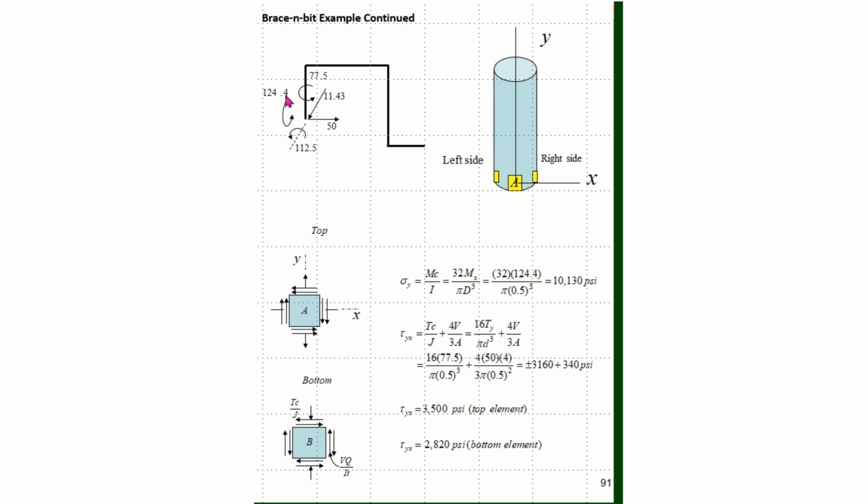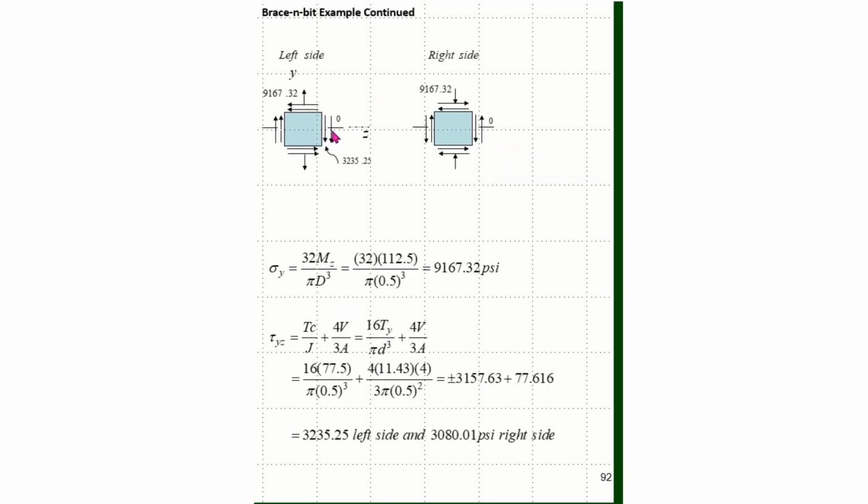In this case, for the 124.4, elements on the side are at the neutral axis, so this bending moment will not cause any stress. Whereas the 112.5 will cause tension over here on the left side as it comes out of the element, and then compression on the right side as it goes in to the right side element. And the 77.5 torque will come around and cause the shear stress as shown here.